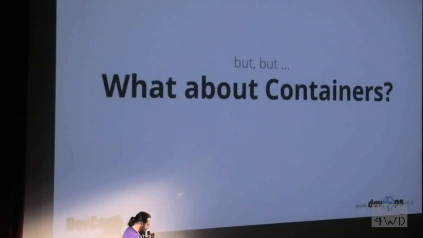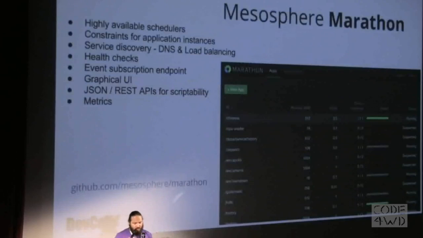Now, let's go back to containers, because we started with containers. One of the frameworks of Mesos is Marathon. Marathon is maintained by Mesosphere, and what it does is create Docker containers in the Mesos cluster. What features does it have? Marathon itself has schedulers that you talk to, and you tell them to run an application. These schedulers are highly available, so there's more than one.